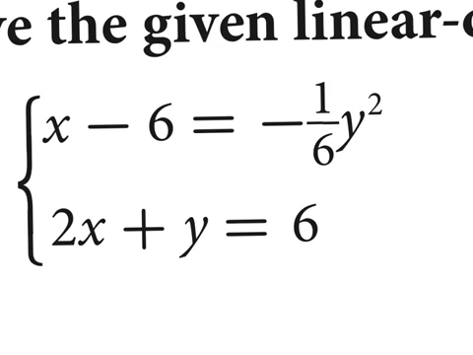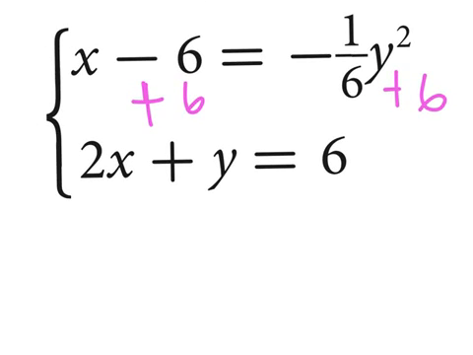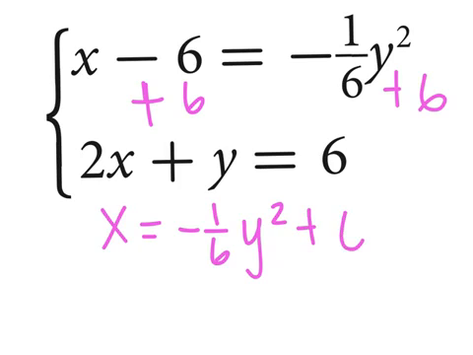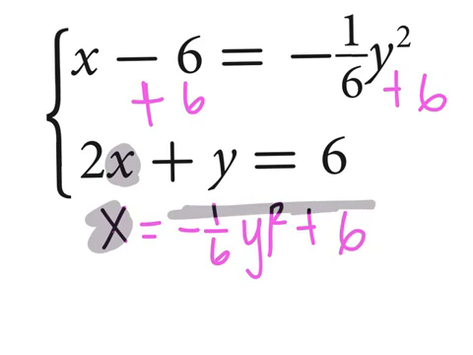To do that, I need to get rid of the 6. So I'm going to add 6 to both sides. My new equation that I end up with, and I'm going to write this down below, is x equals negative 1/6 y squared plus 6. Now that I have my first equation resolved, because I have x here and I have x here, I can substitute this equation in for x.